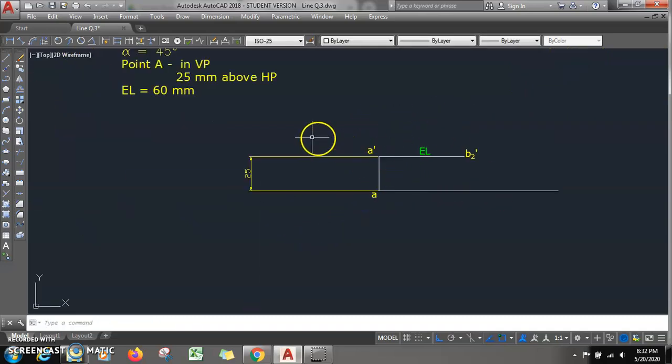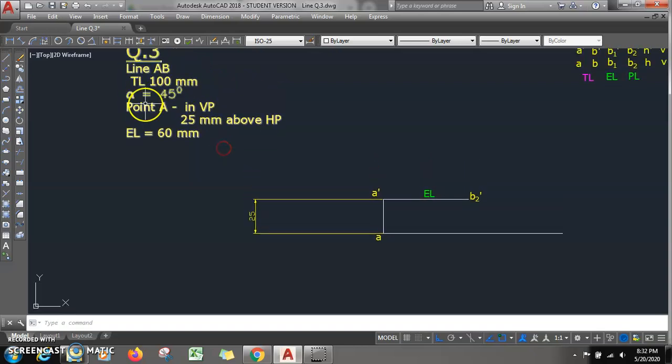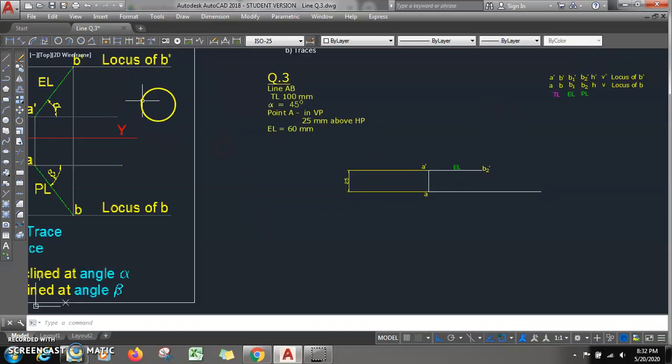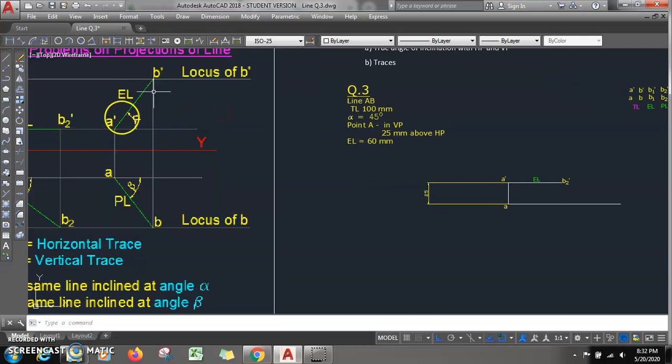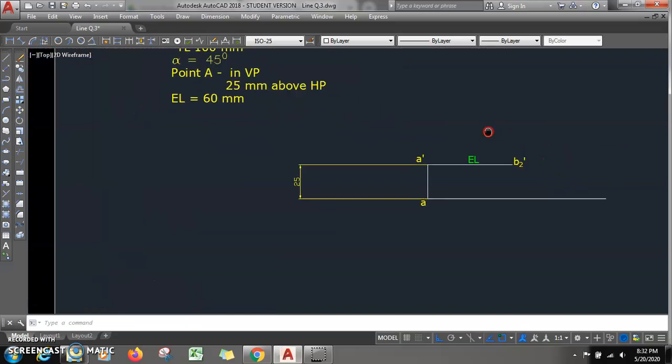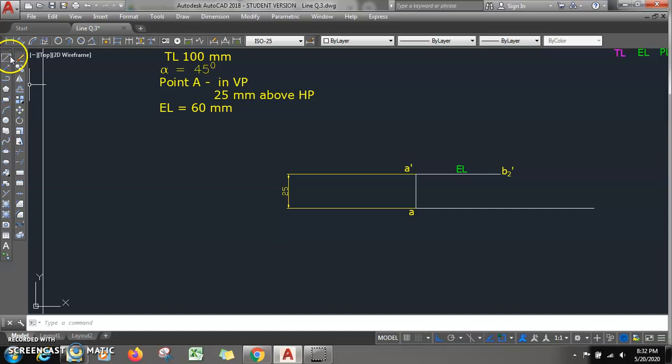Okay, so once we have this, what next? They have given alpha is 45. So what is alpha? Alpha is nothing but angle of front view. We have elevation length, we have angle alpha. So what can we do? Very simple. Take a line from point a dash, shift, repeat line. From point a dash, length of line is EL, 60, and angle of EL is 45.